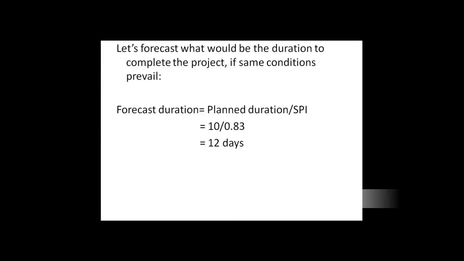So now let's forecast the duration of completion. So the planned duration upon SPI gives us a forecast duration, which is 10 divided by 0.83, which gives us a number that is 12 days.